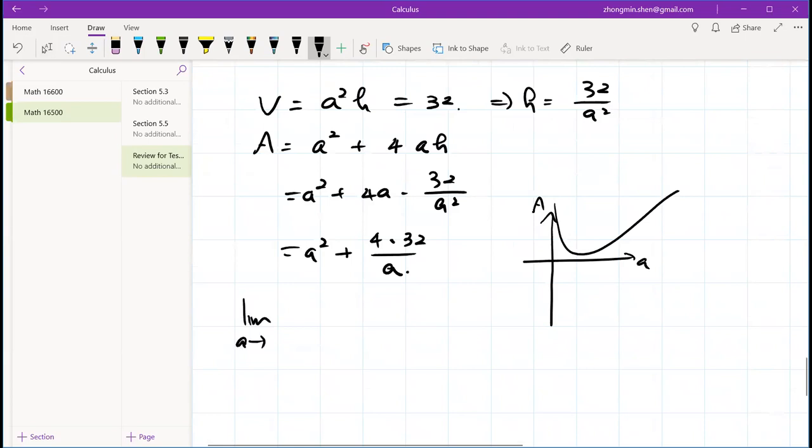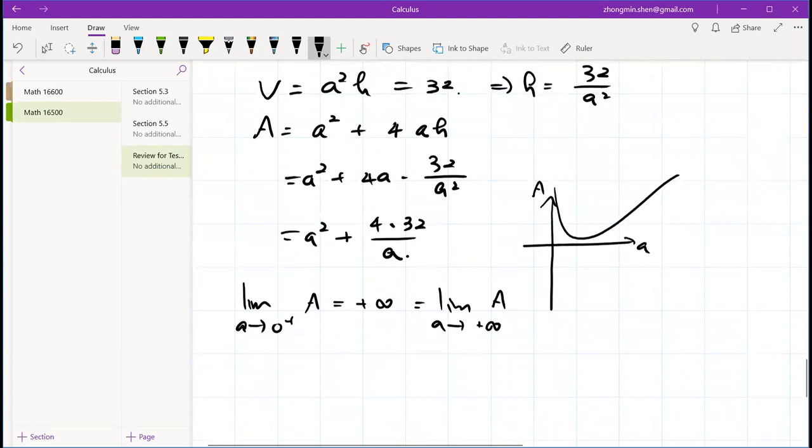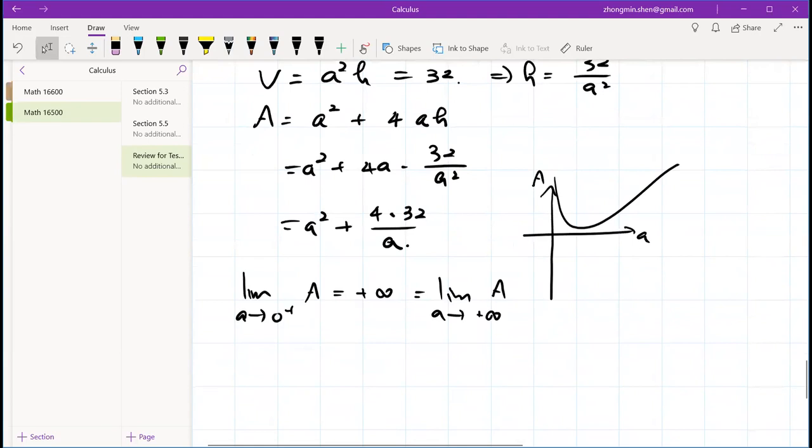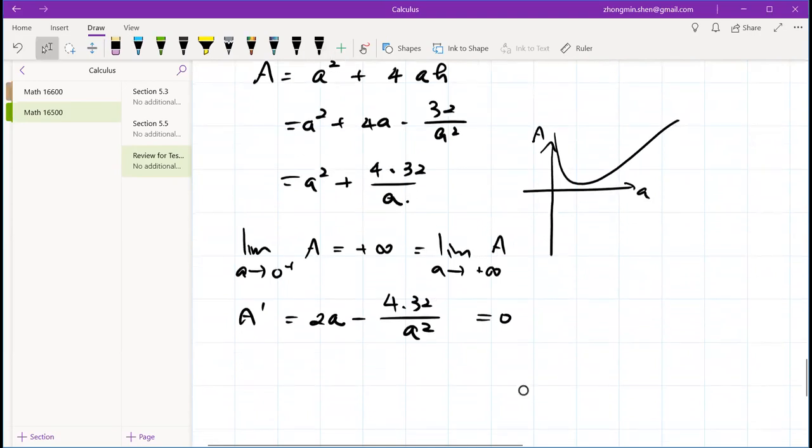So let me remark this. It's going to be infinity. This is a approaches positive infinity. Okay. So the graph looks like that. It must have the minimum, absolute minimum point. So I'm going to differentiate. Okay, I get 2a minus 4 times 32 over a squared. Okay, I set this to be 0. I multiply both sides by a squared, so it's 2a cubed.